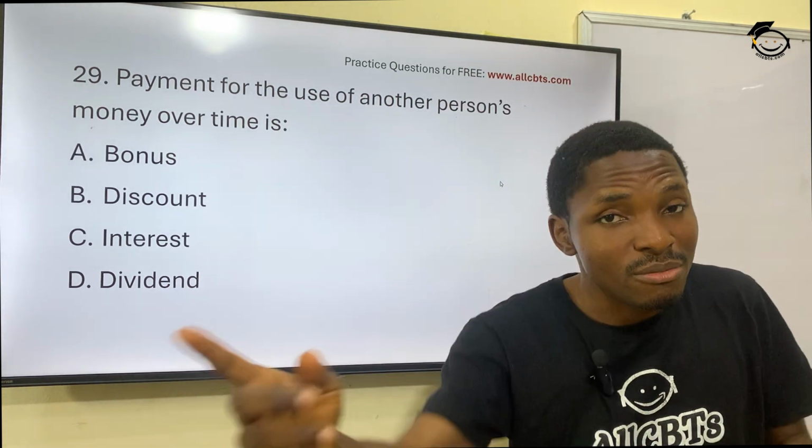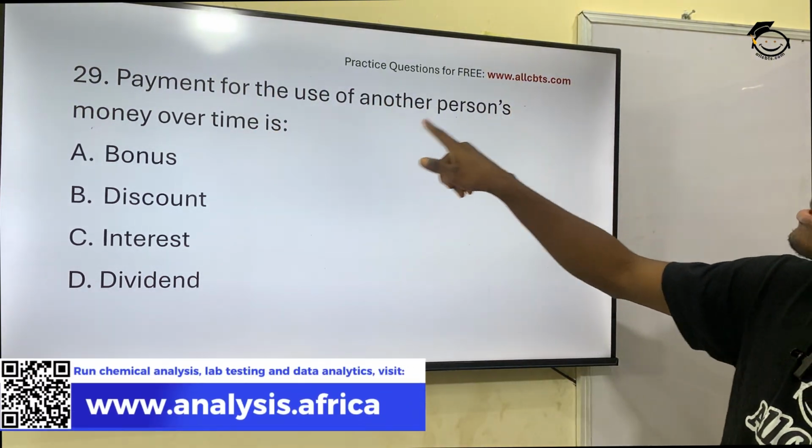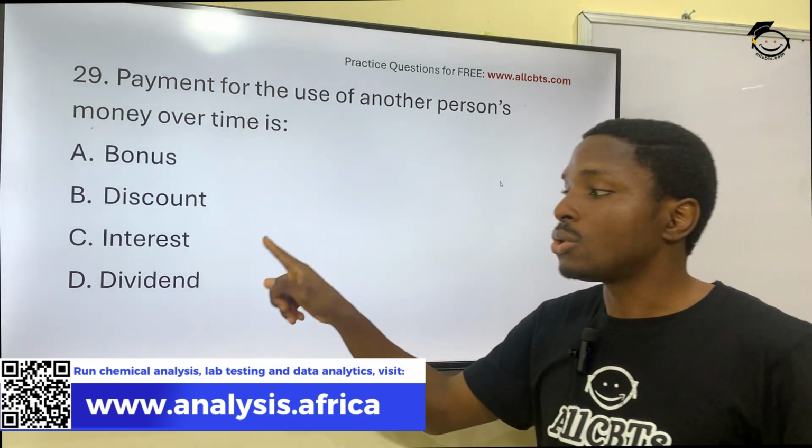My money is working for me. That's what it means. So you are paying me interest. Payment for the use of another person's money over a period of time is called interest.